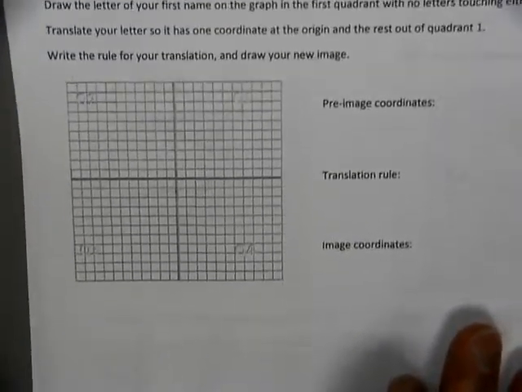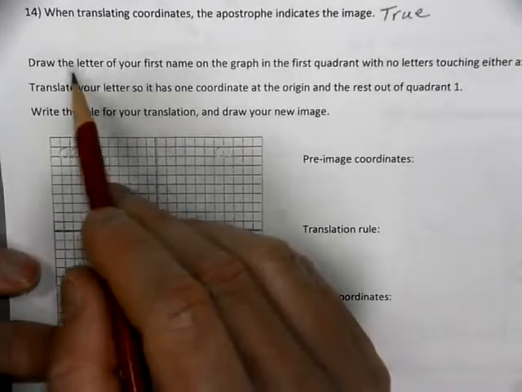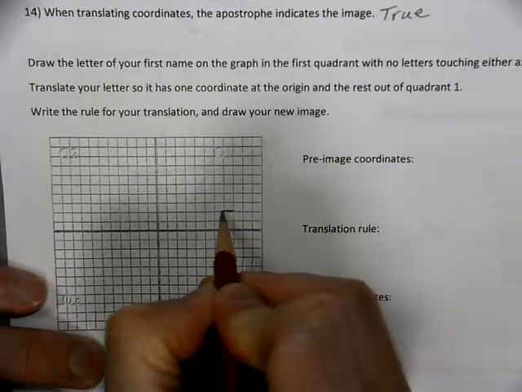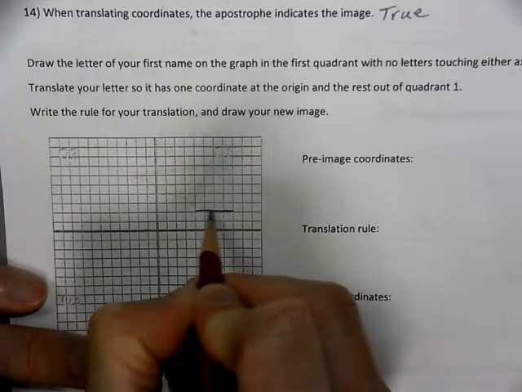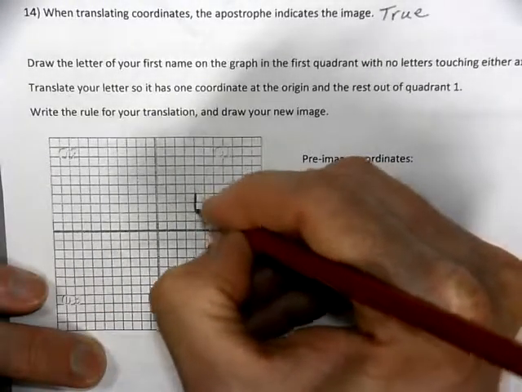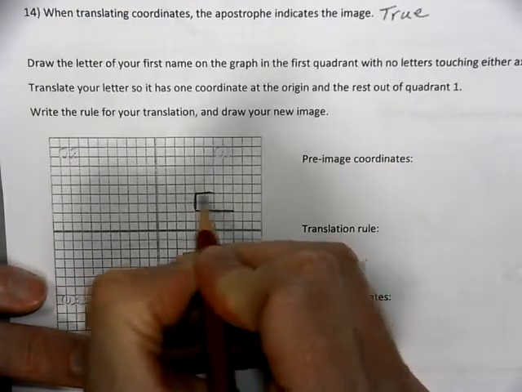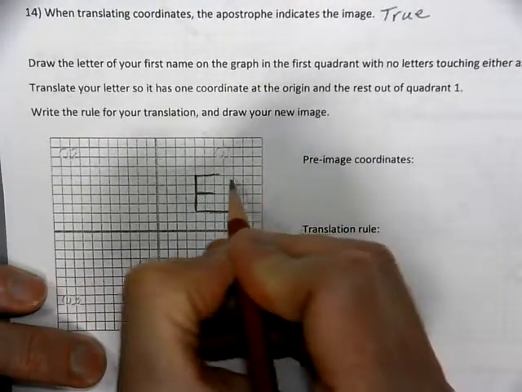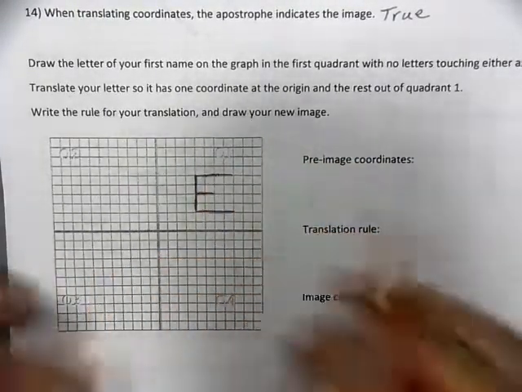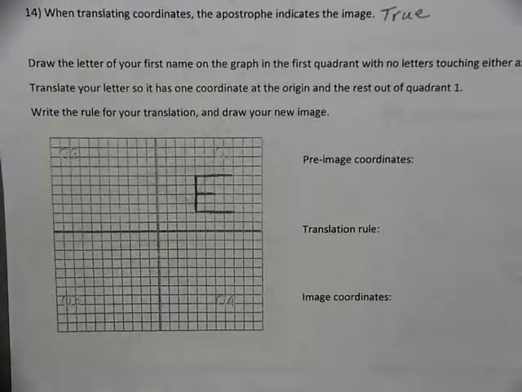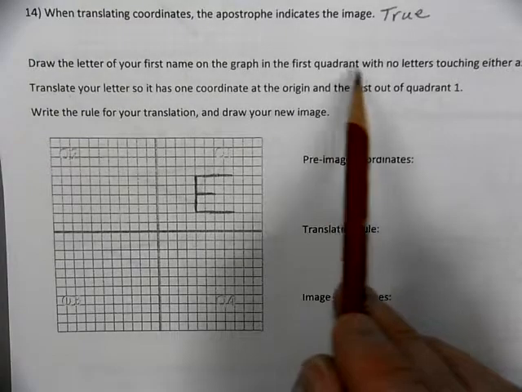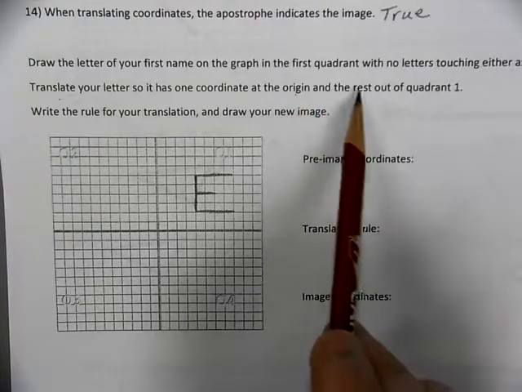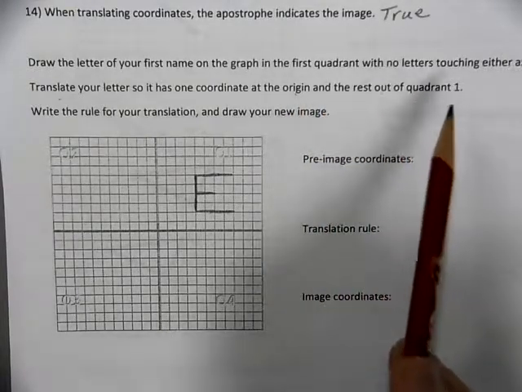For our last question, we're going to draw the letter of your first name in the first quadrant. So, my first name is Ed or Edward. So I'll come in here. Yeah, so we'll take E. And now I'm supposed to translate your letter so it has one coordinate at the origin and the rest out of the first quadrant.